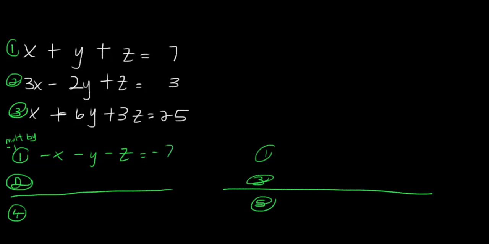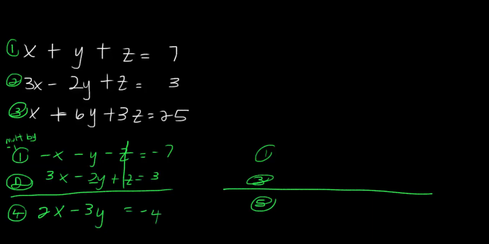And then I'm going to have 3x minus 2y plus z equals 3. And when I add these equations, I get, let's see, this is 2x minus 3y, the z's cancel, equals -4.